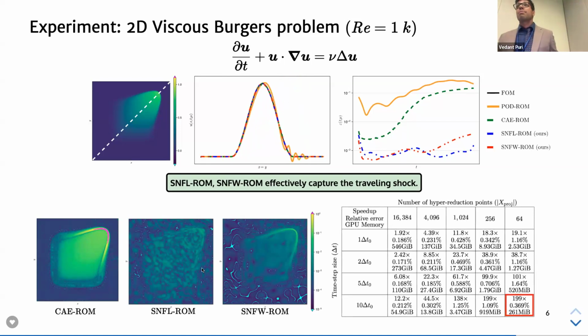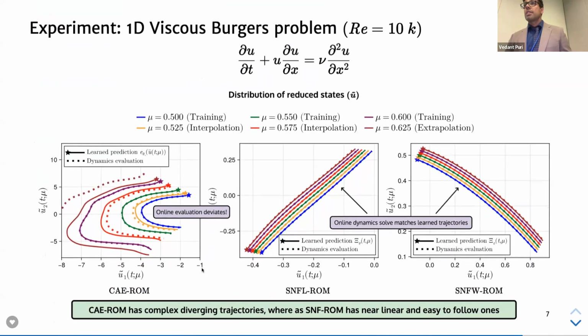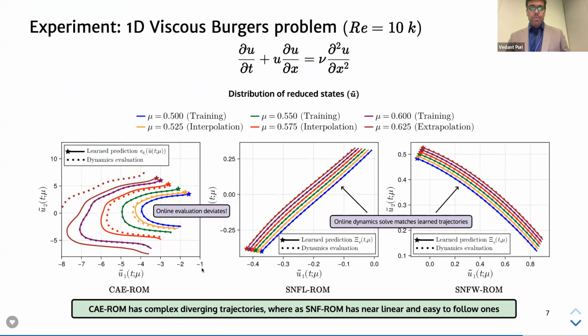We also conducted a comprehensive study of speed up as a function of the time step size we are employing and the number of hyper reduction points. In the interest of time, I'll skip that, but I'm happy to talk about this in the question answer session. And again, we have also conducted a comprehensive study of parameter interpolation and extrapolation to see how well our methods behave in comparison with the baseline convolutional autoencoder ROM.